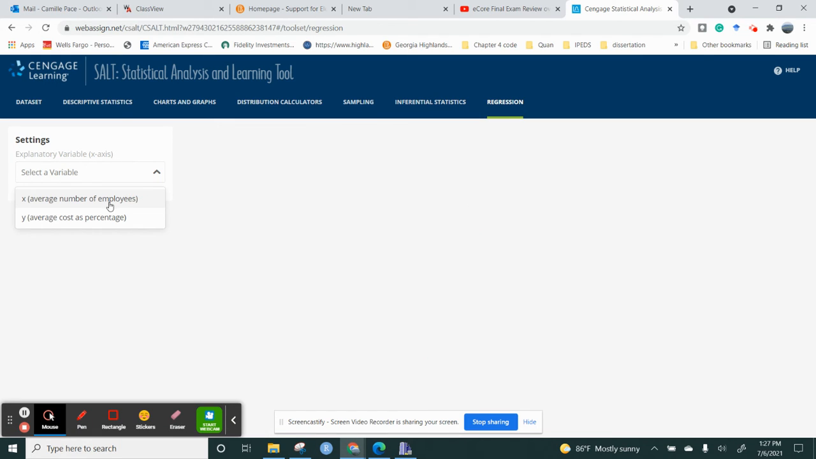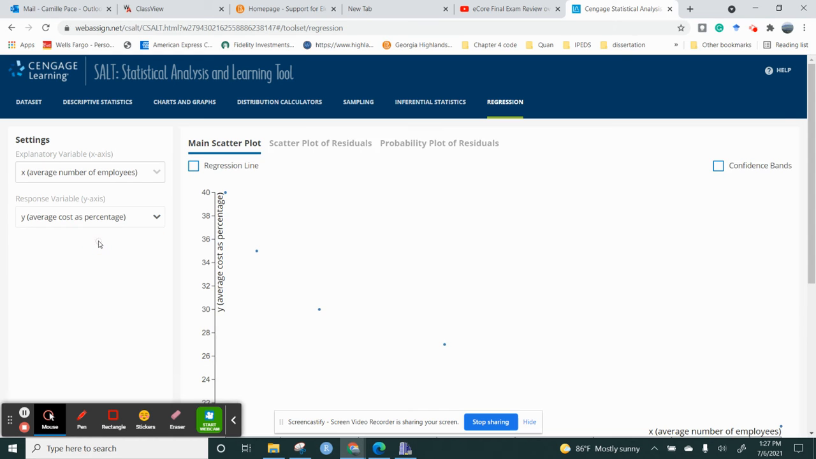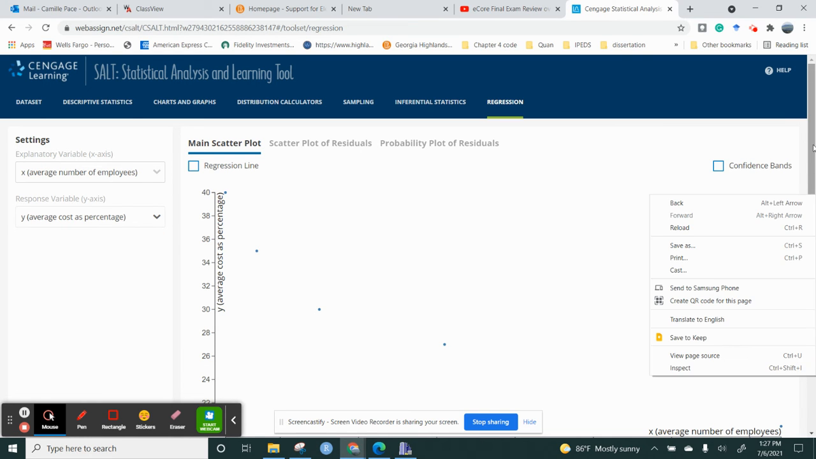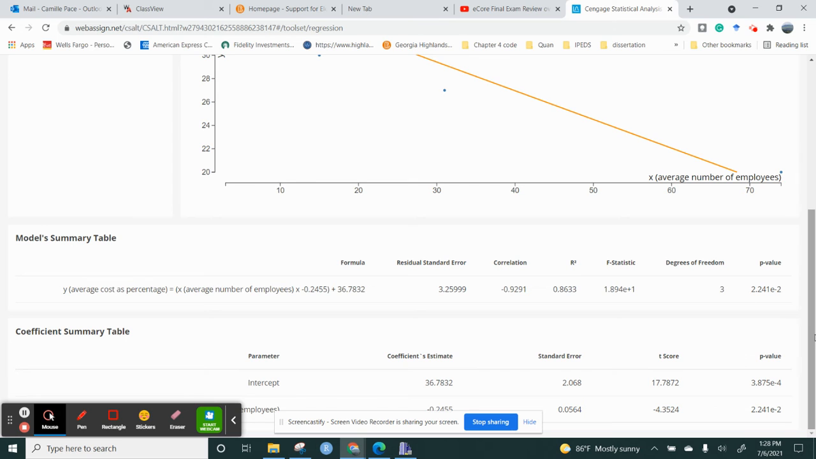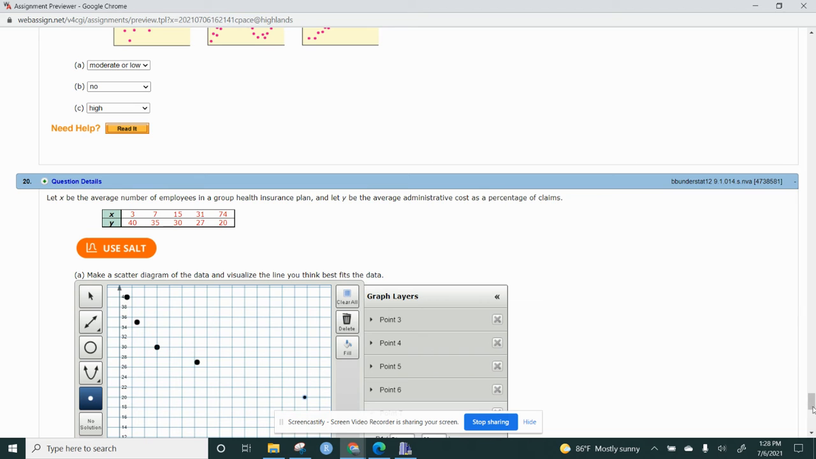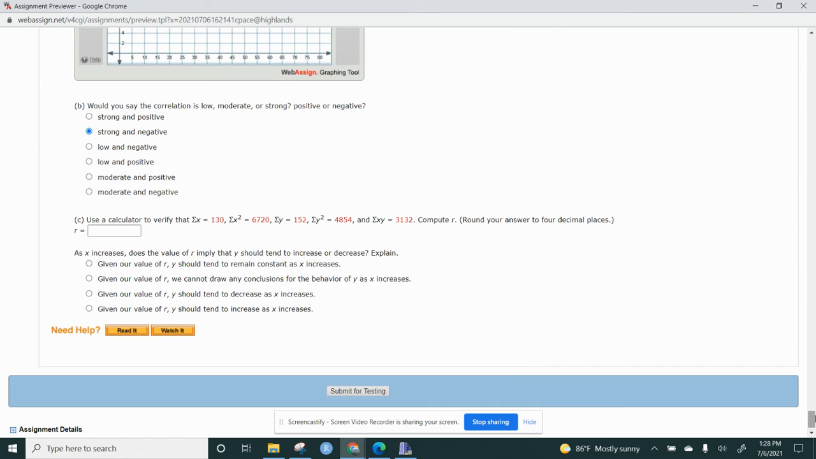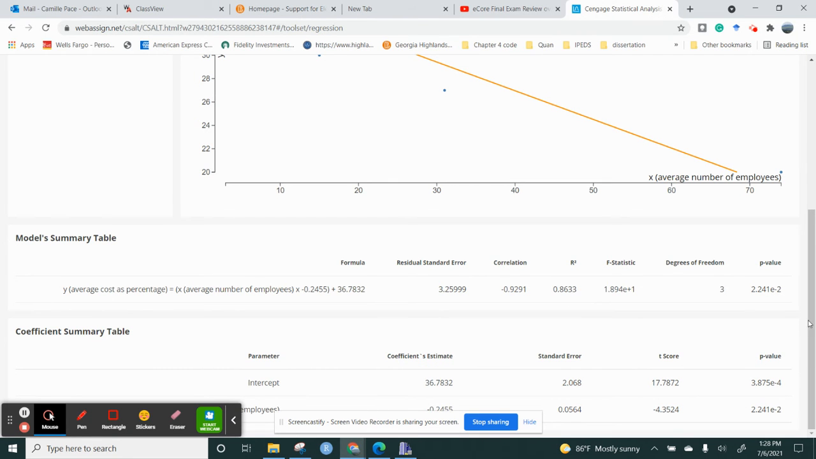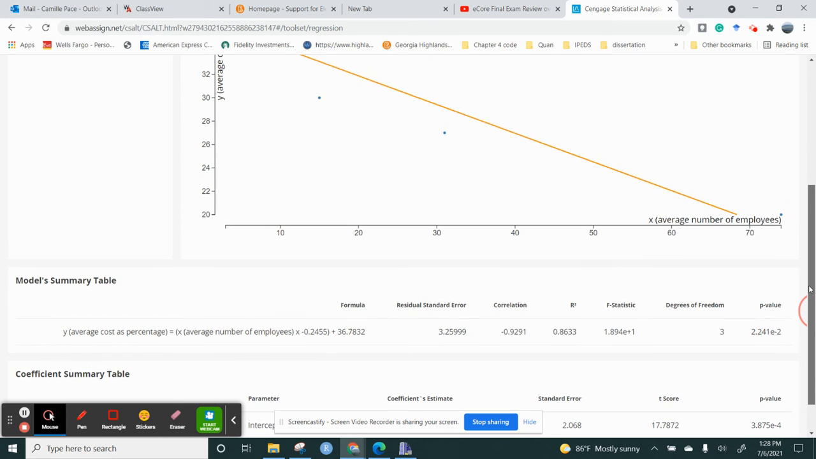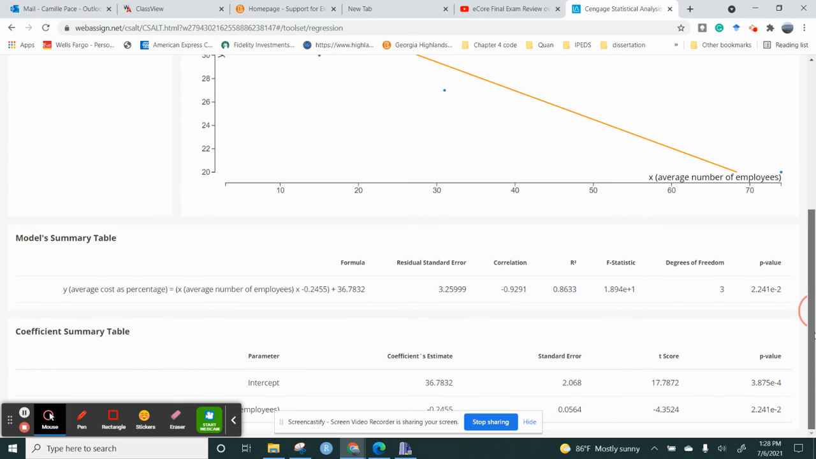I'm going to select it. Remember, X was number of employees. Y was cost. And look, it made my data for me. I'm going to put the regression line in there so I can see. So my stuff is pretty close. And all I need to do there is, what was it asking me for? Let me go back and look. It wants my R value. Okay, so let me go back to SALT and let me see what I have. Okay, I have my R squared. So I can easily find my R value because I have my R squared.